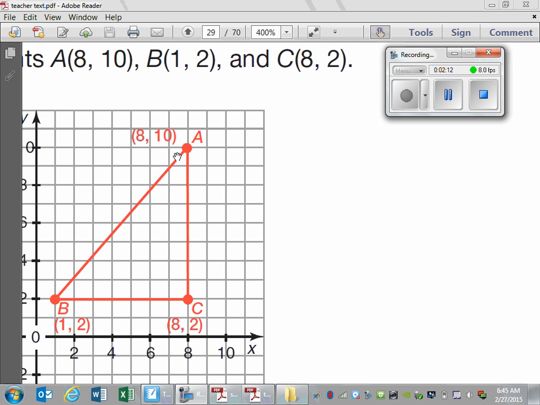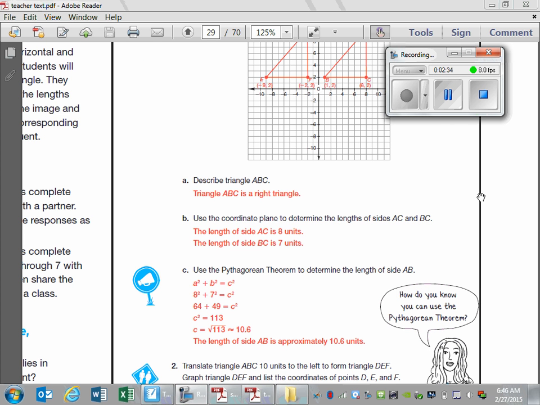Letter C says use Pythagorean theorem to solve for AB. So you'll do a squared plus b squared equals c squared. Let's go ahead and try C. Press pause, press play when you're ready to check your work. And let's round to the nearest tenth. All right, so we should end up with 10.6.